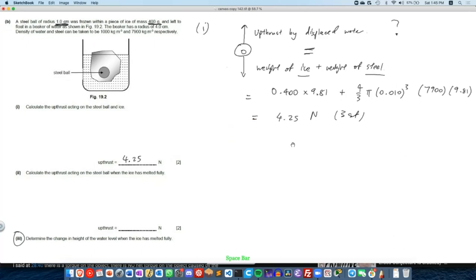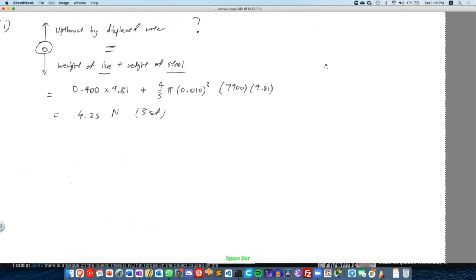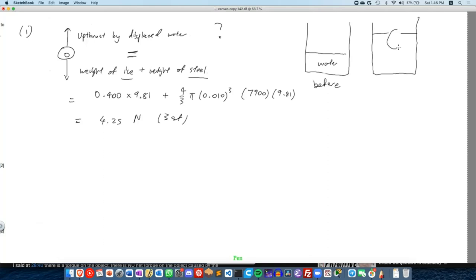So just a quick comment. What's the source of the upthrust? The source of the upthrust is the displaced water. So what does it mean by displaced water exactly? Maybe you may be wondering, how do we exactly calculate the displaced water if the object is in the water? So what displaced water means is that, let's say this is the water before putting the object in, and this is the water after putting the object in. So maybe it looks something like that.